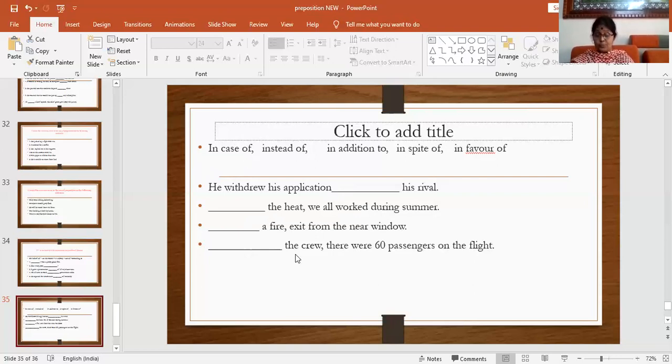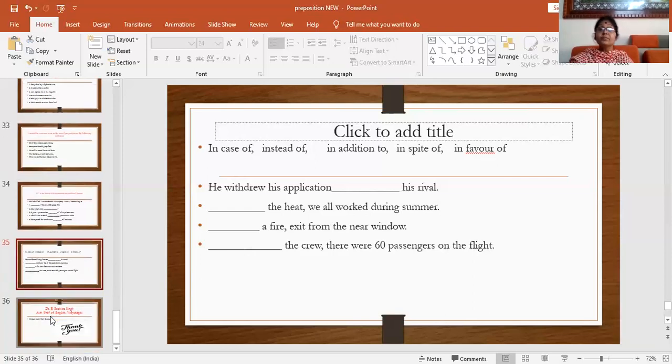Dash the crew, there were 60 passengers on the flight. So here the phrase that you have to use is, in addition to the crew, there were 60 passengers on the flight, right?